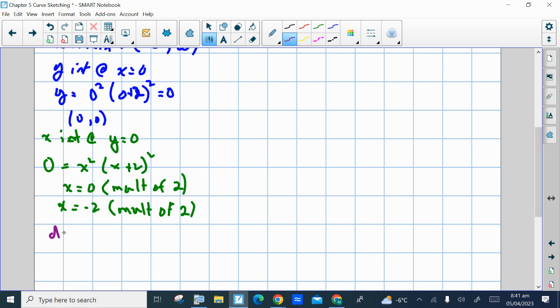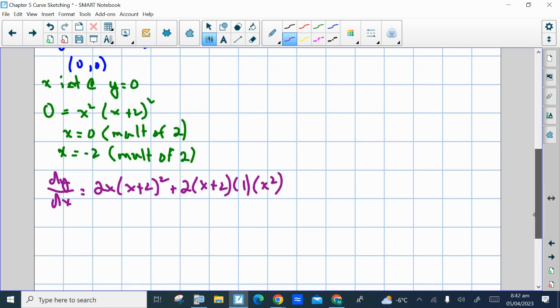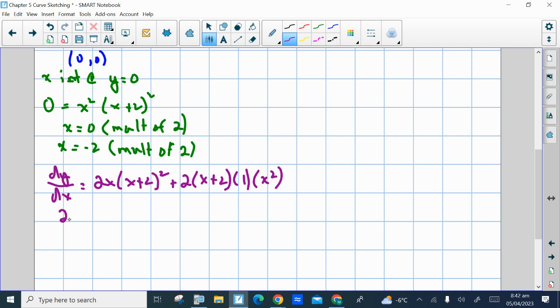So dy by dx, if we use the product rule, would be the derivative of the first factor, which is 2x, times the second factor, plus the derivative of the second factor, which you have to use the chain rule for. And when you multiply the derivative of what's inside, it'll just be 1 times the first factor. So you can simplify this a little bit.